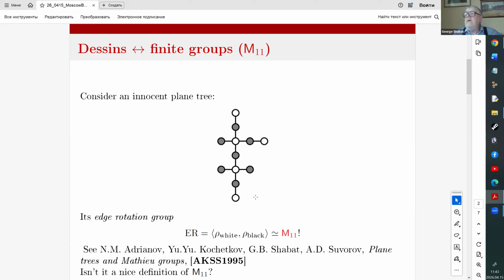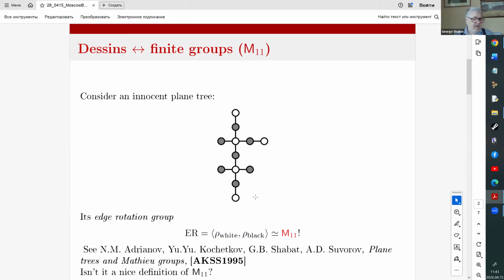What I have read many years ago, that there was a conjecture by Hirzebruch that the monster is the group of automorphisms of some manifold of dimension 24. And I don't know what is the current state of this conjecture. So unfortunately, using plane trees, we can realize just 2 Mathieu groups out of 5.